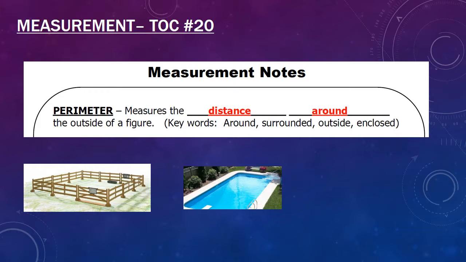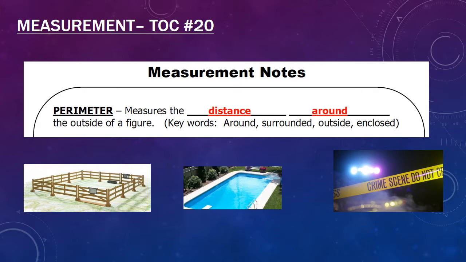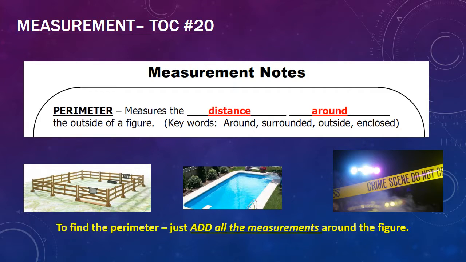Putting cement around a pool would be another example of perimeter. And if you think of crime scenes, I know you guys are all into the crime scene shows, when there's a crime scene, the police put that crime scene tape around the outside of the crime scene. With perimeter, it's important that you just remember there's no secret formula. You just add up all the measurements around the figure. So you don't have to worry about the formula sheet for this one. There are perimeter formulas you can use, but if you just think of, hey, I'm just adding up everything outside, you'll be good.